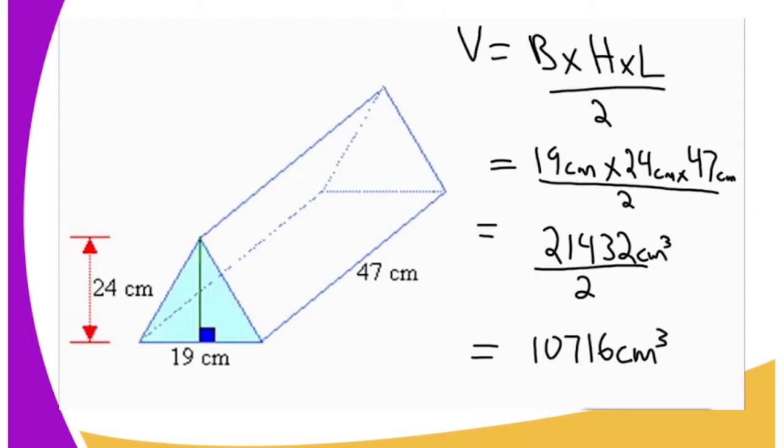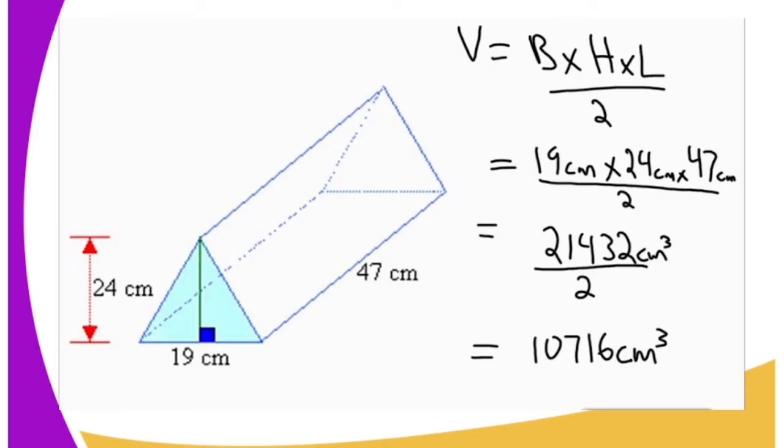The next shape there you have is a prism. What is a prism? A prism is an object that has its cross-sectional area as a triangle. And as you can see, we have a prism that has a triangle with a height of 24 centimeters and a base of 19 centimeters, and its length is 47 centimeters.